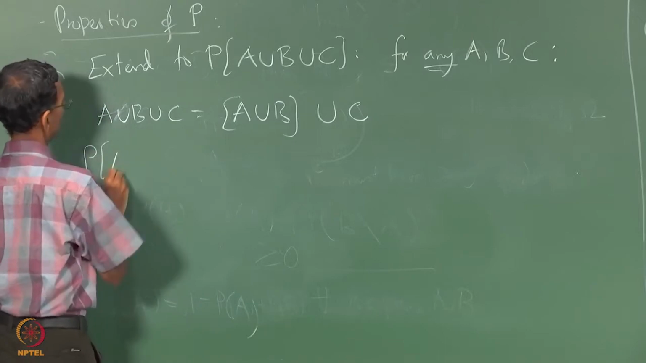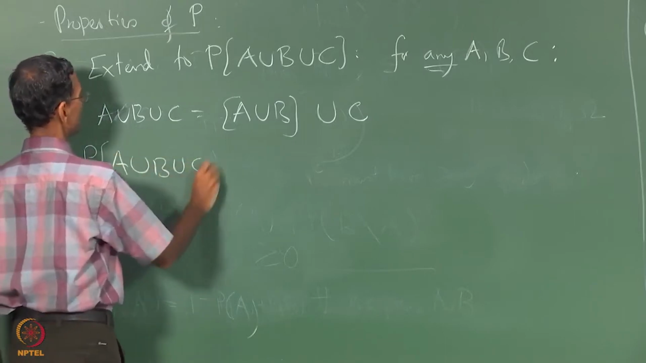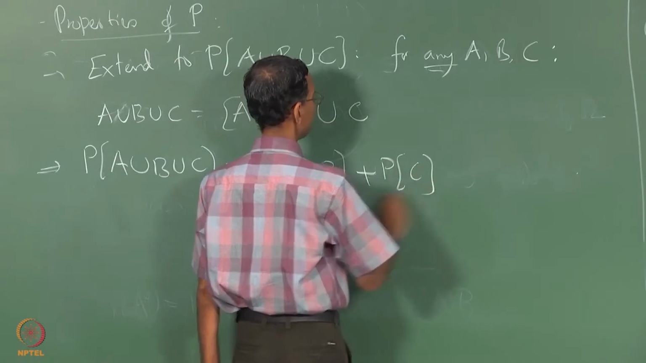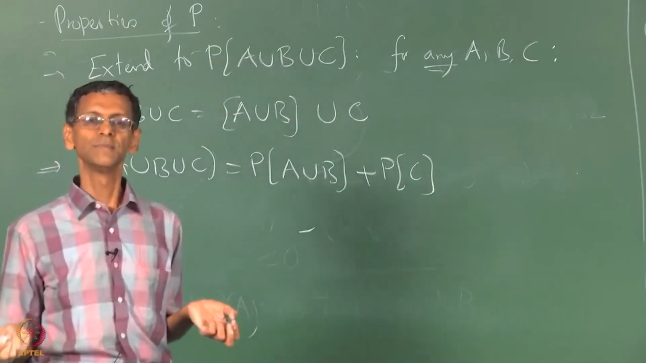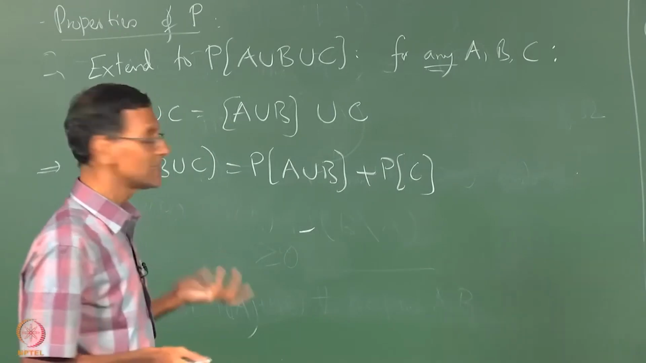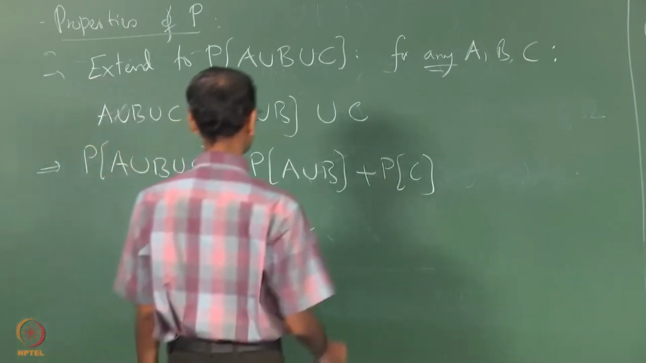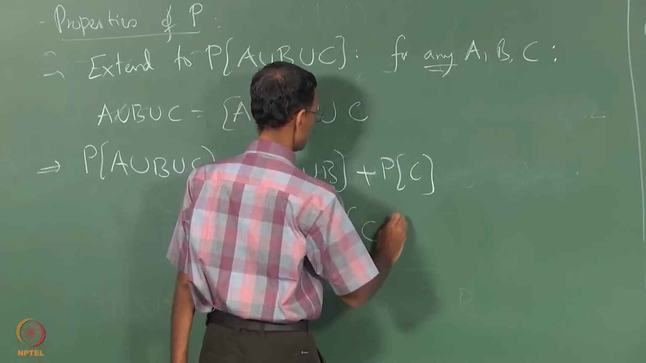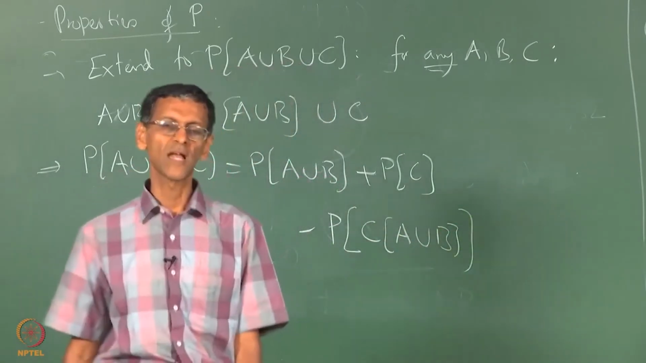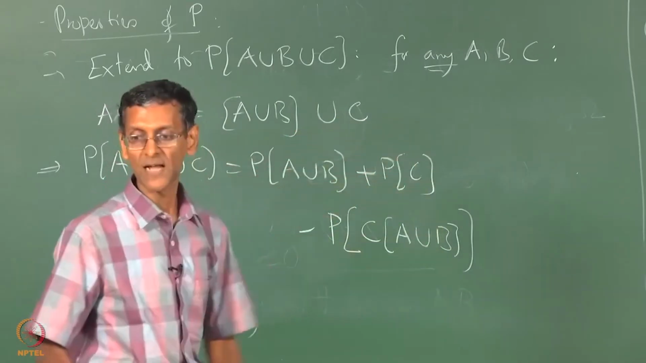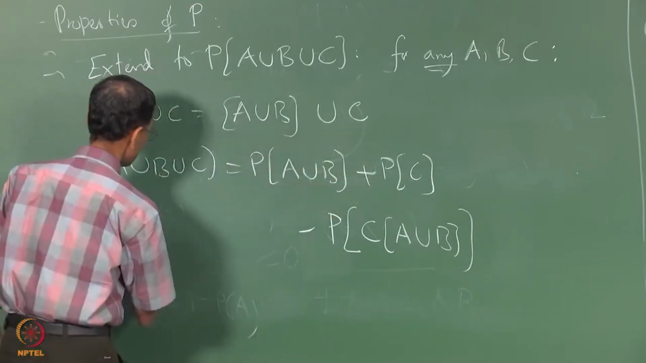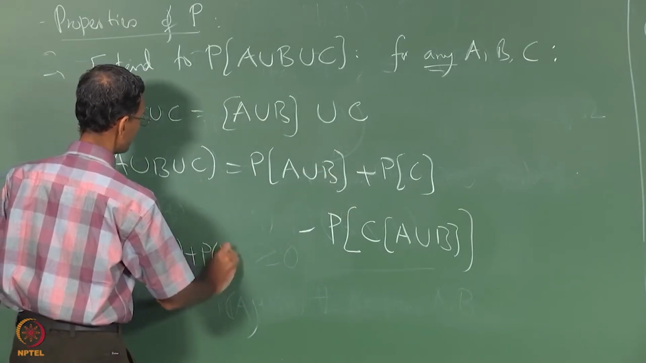Then this implies P of A union B union C is P of A union B plus P of C minus what? Minus C intersection A union B. I will just write it like this. We do not need to put the intersection sign; we have used that convention everywhere. So now this we expand using that. So this is PA plus PB minus PAB.